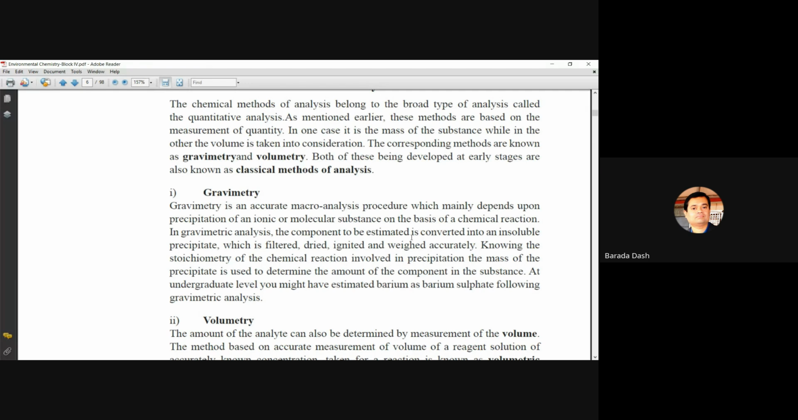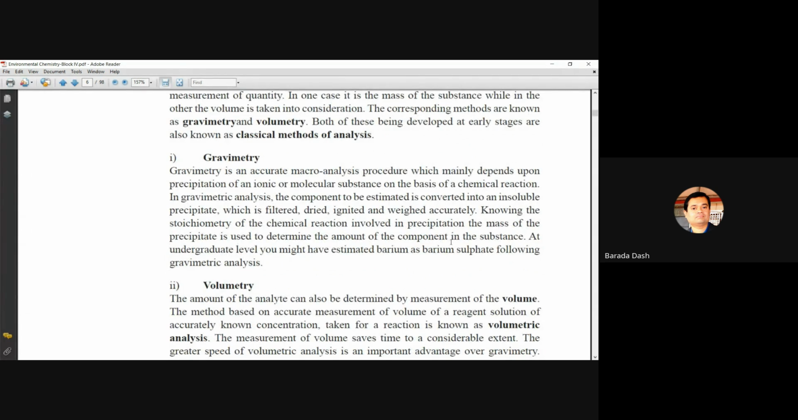In gravimetric analysis, the component to be estimated is converted into an insoluble precipitate, which is filtered, dried, ignited, and weighed accurately. So basically you have to filter it, dry it, ignite it, and weigh it accurately. Knowing the stoichiometry of the chemical reaction involved in the precipitation, the mass of the precipitate is used to determine the amount of the component in the substance.